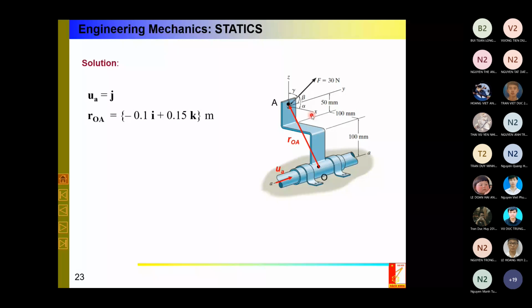Why is ROA minus 0.1 i? I thought it must be 0.1. Why does it have a minus sign? Okay, because you fix point O here. X, Y, and Z is the given coordinate system. However, for ROA you fix another coordinate system, by yourself. You choose. Okay, it's clear now. Okay, so do it.